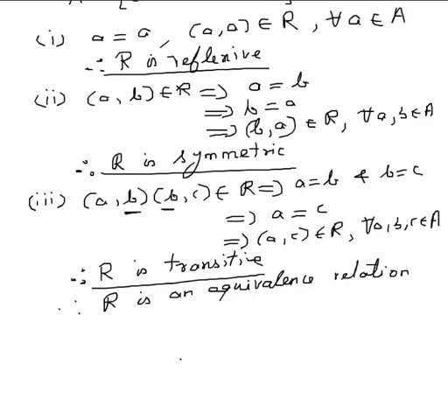Okay, now find the set of elements related to 1 in this case also. So the elements related to 1 will be 1 only, because 1 is related to 1, 1 is equal to 1. We cannot have other elements. So this is the answer.